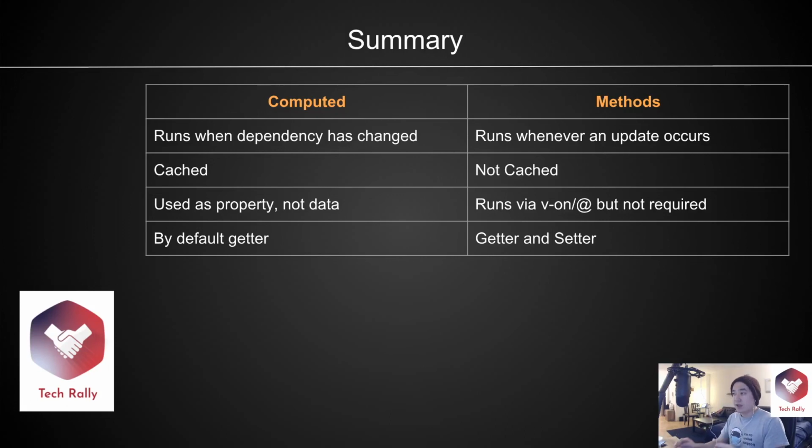In summary, this table represents the differences between using computed and methods. Computed only runs when a dependency has changed, but methods will always run whenever an update occurs. The computed property is cached, but the methods are not. Computed is used as a property and not necessarily data, and methods run more along the lines of v-on or @, but it's not necessarily required. And by default, computeds are getters, but methods are getters and setters.